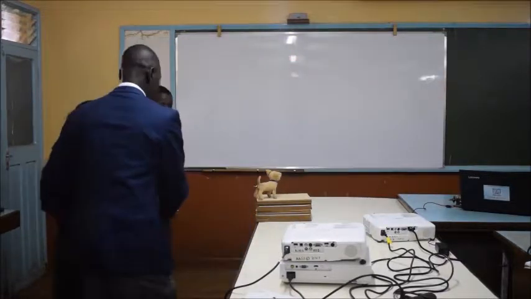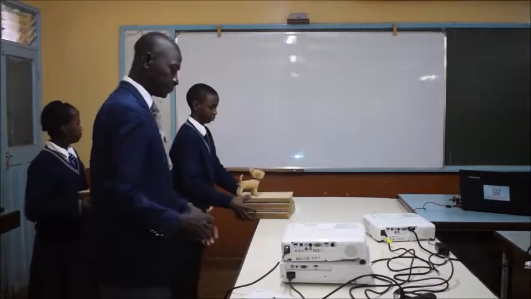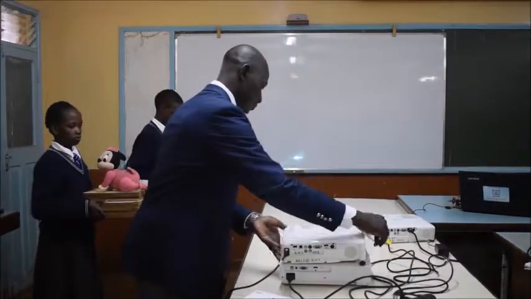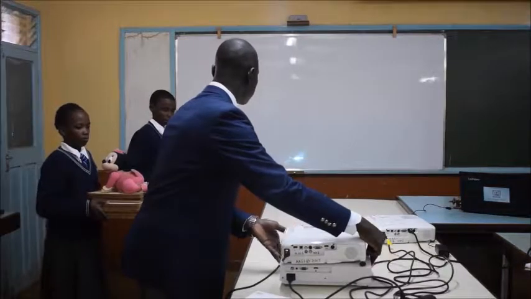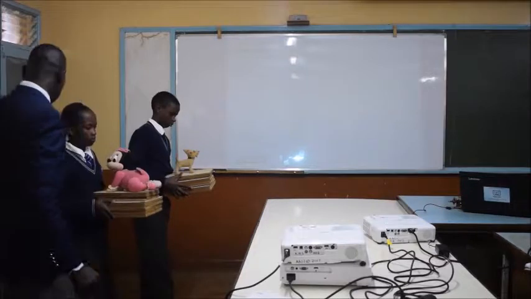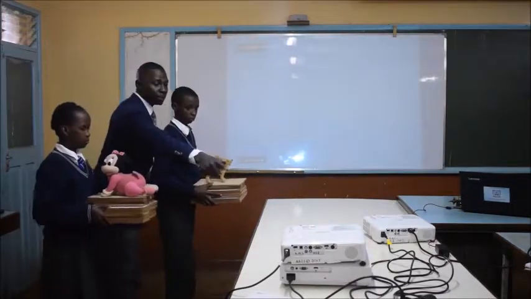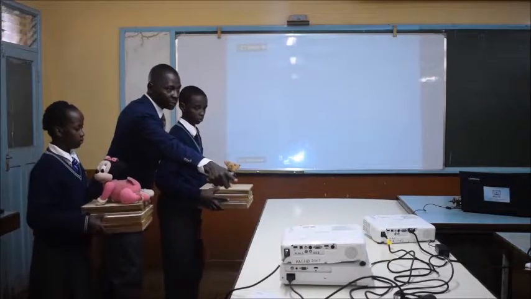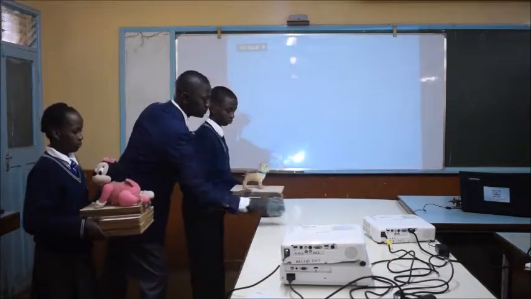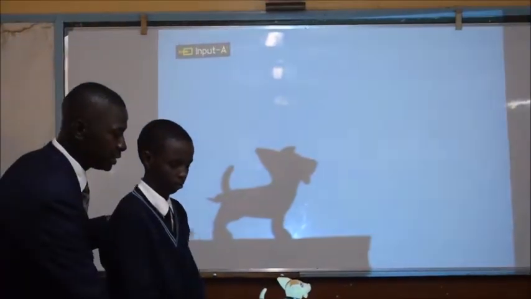Samson, hold the opaque object. So I want Samson to place his opaque object in the path of light of our first source. Place it here. Push it slightly ahead, that side.